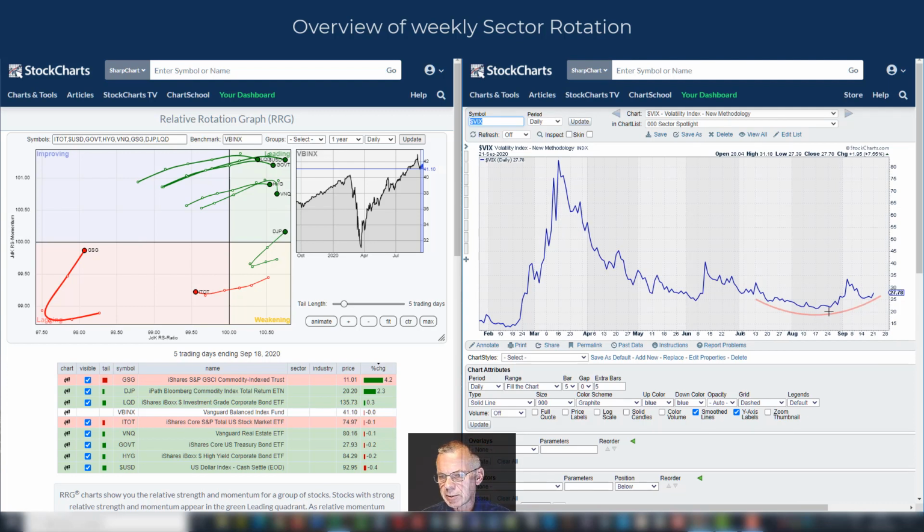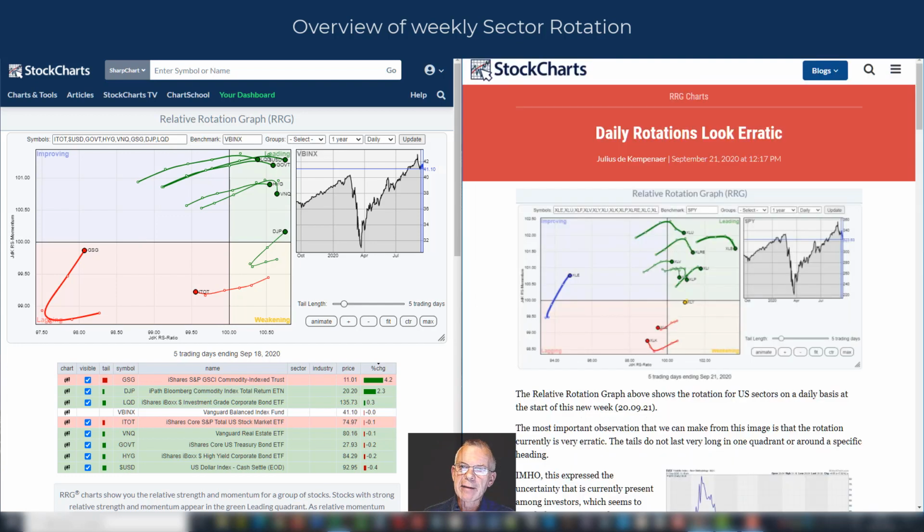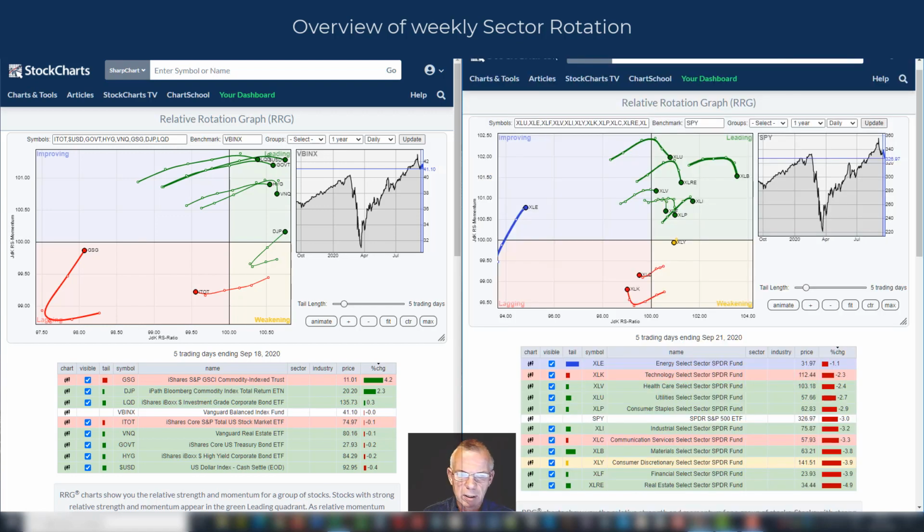And especially now we see that it's coming out of that August low, moved higher, came off, and now it looks as if we're putting in a new low in the VIX, and started to move up, especially if we include today's value. The VIX seems to have put in a new low and moving higher, which sort of coincides and matches that erratic daily rotation that we see on the sector RRG.